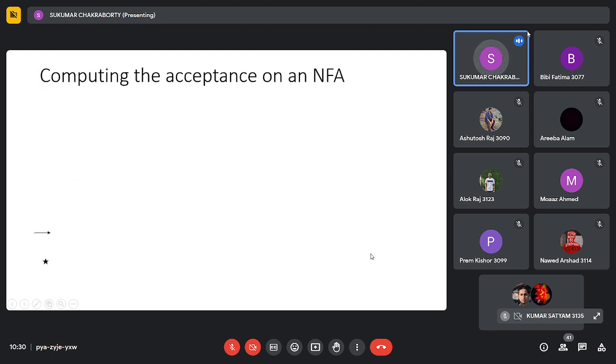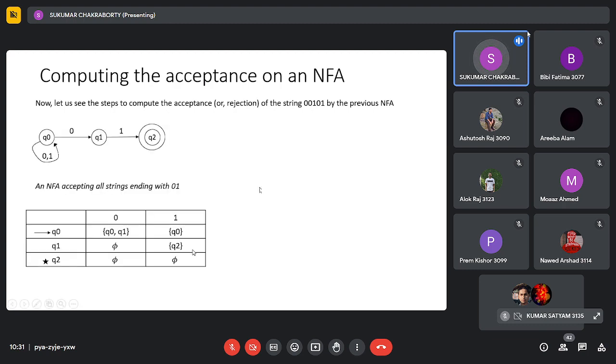Now how do we compute the acceptance step by step? Let us see the steps to compute the acceptance of the string 00101. 00101 we have seen pictorially. Now let us see computationally how you can write a program, a computer, without having a knowledge of this graphical arrow and all that stuff. Just looking at the transition table, how does it compute whether a string is accepted or rejected by that machine?